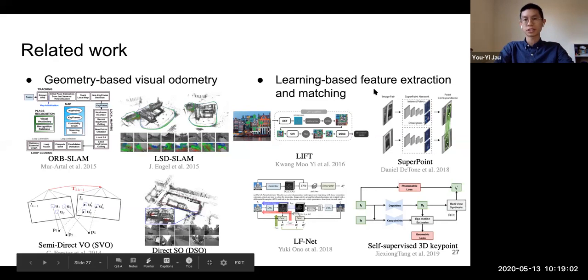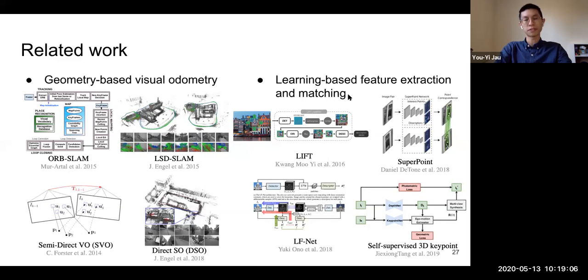For learning-based feature extraction and matching methods, we know if we want to do feature extraction, we can use SIFT or ORB feature extractors. And there are several deep learning-based methods. LIFT is the first one, proposed in 2016. They mimic the pipeline of the SIFT feature extractor, but can be optimized end-to-end.